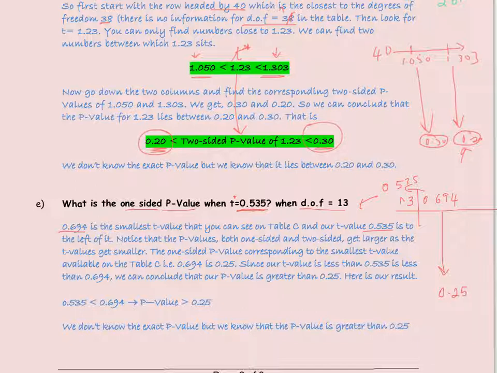And if you notice, the p-values get larger as we go to the left. Notice all the p-values at the bottom of Table C. The values get larger as we go to the left. So that tells us that our p-value is greater than 0.25 because 0.535 lies to the left of 0.694. So our p-value is greater than 0.25.